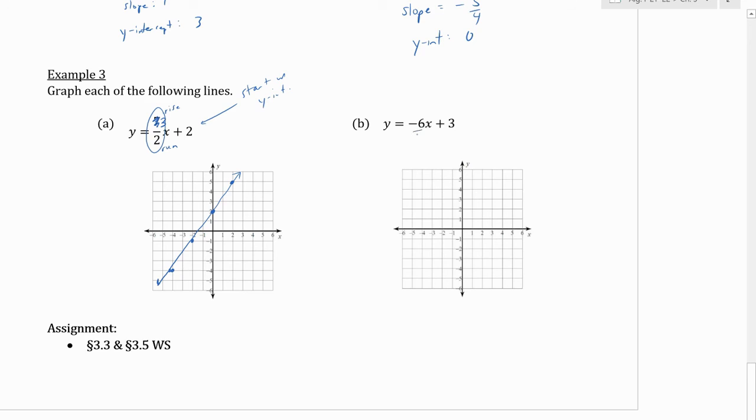Okay. All right, this one, y-intercept of 3. And then rise over run. So if the rise is -6, we're going to go down 6. 1, 2, 3, 4, 5, 6. Run 1. And then you'll have your line. If I do it again, it's going to run off the page.